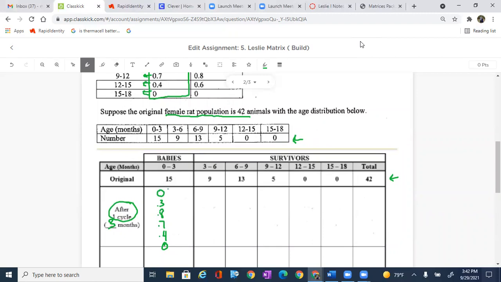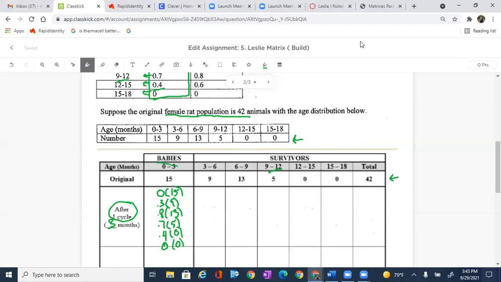So the birth rate is 0 times 15 for the babies, or 0.3 times 9 for the 3 to 6 months, and 0.8 times 13, and 0.7 times 5 for the 9 to 12 months. Then 0.4 right here times 12 to 15, which is 0, and a birth rate of 0 for the older rats. And that's probably because they're just too old to give birth.